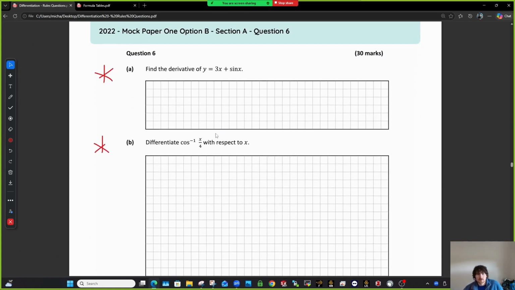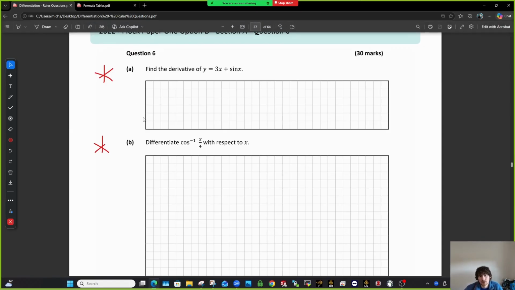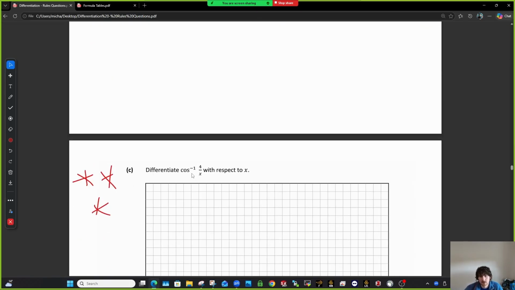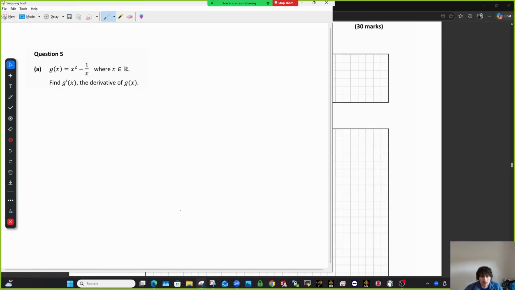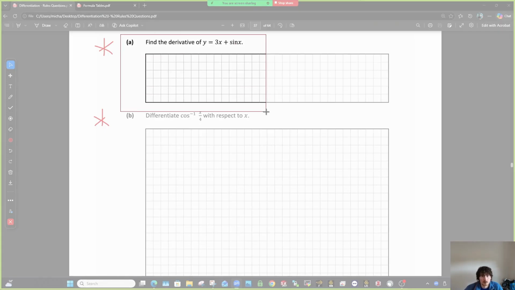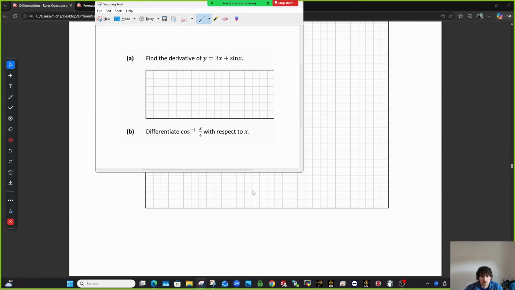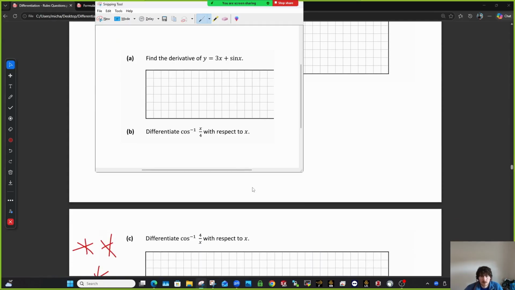So find the derivative of this. So yeah, this is really good because there's actually 3 parts to this. So there's this here then as well. So let me try and somehow get all 3 of them in our line of sight. There we go. Right, so we've been given these 3 questions to do. Pause the video, have a go at all 3.